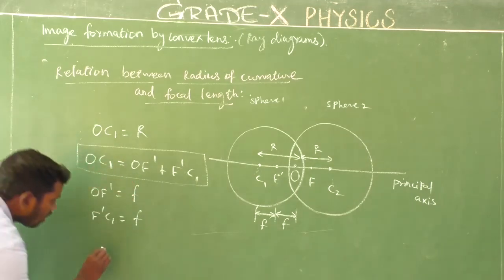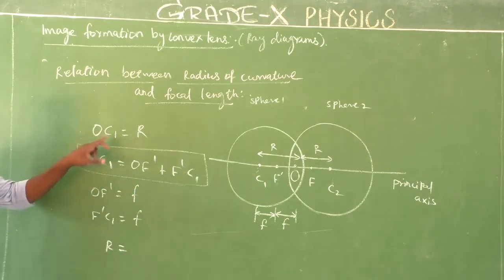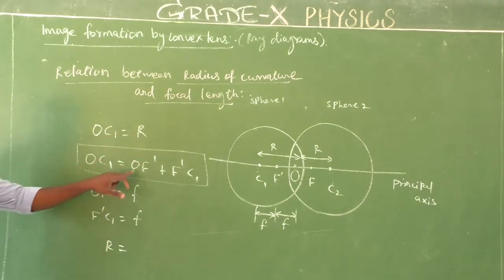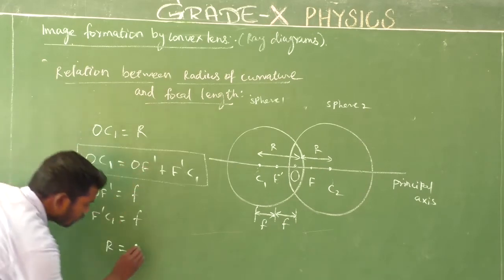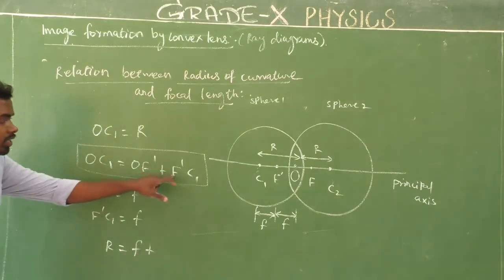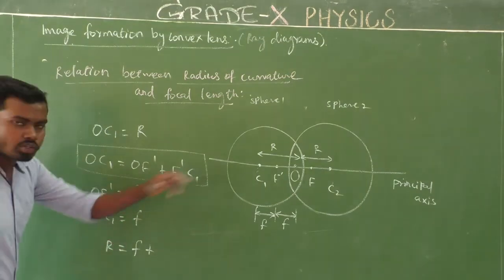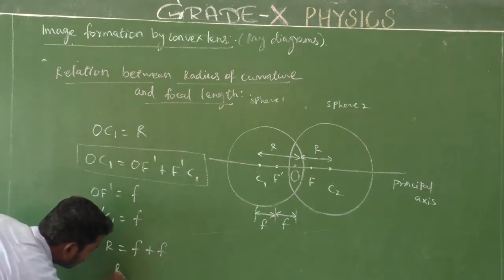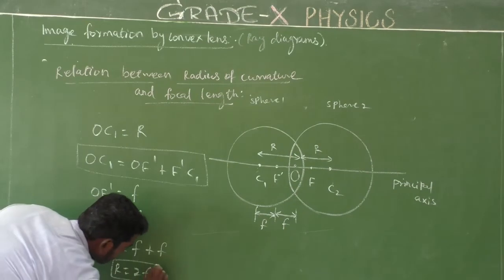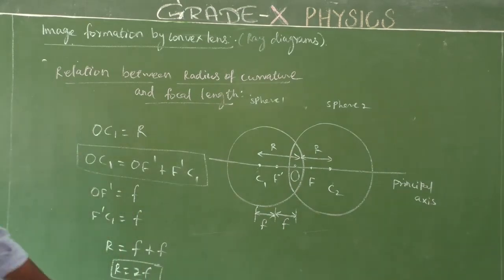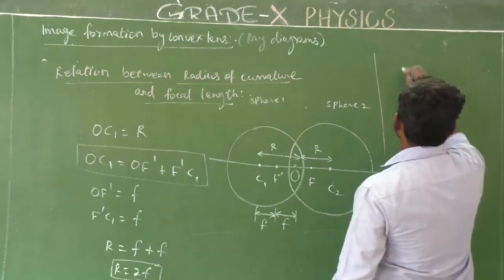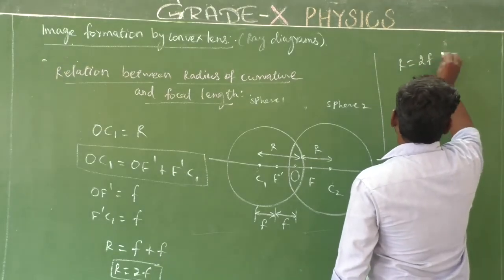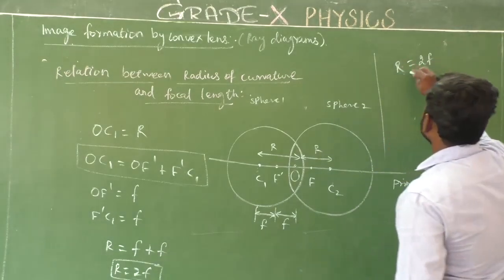We get R, which means OC1 is equal to R. So R is equal to OF dash value, how much? F, plus F dash C1 value, that is also F. Am I right? Yes. So F plus F is equal to 2F. So R is equal to 2F. So this is a very important formula. Okay? I write here: R is equal to 2F.